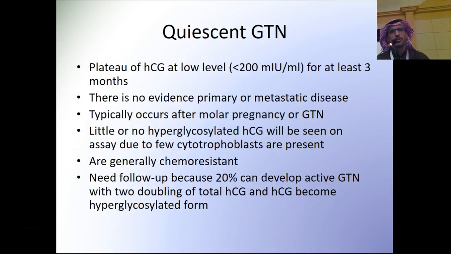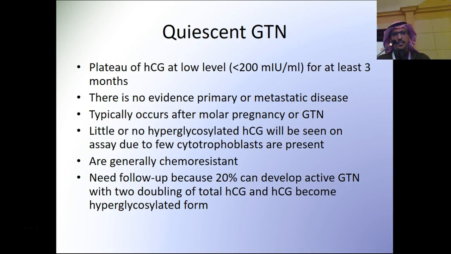What is the definition of quiescent GTN? It means a plateau of beta-HCG at a low level, usually below 200, for at least 3 months, and usually there is no evidence of primary disease and no evidence of metastatic disease. It typically occurs after molar pregnancy or GTN. So after molar pregnancy, the beta-HCG may fall until it becomes below 200 and then plateau, and this is more likely quiescent if there is no evidence of primary or metastatic disease.